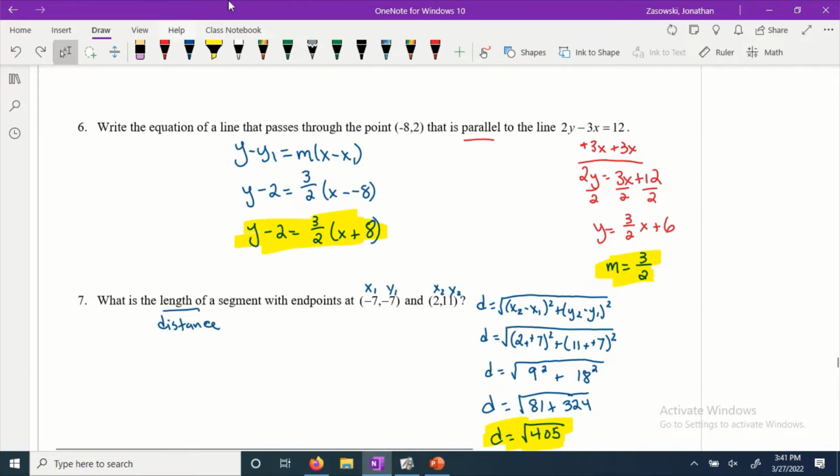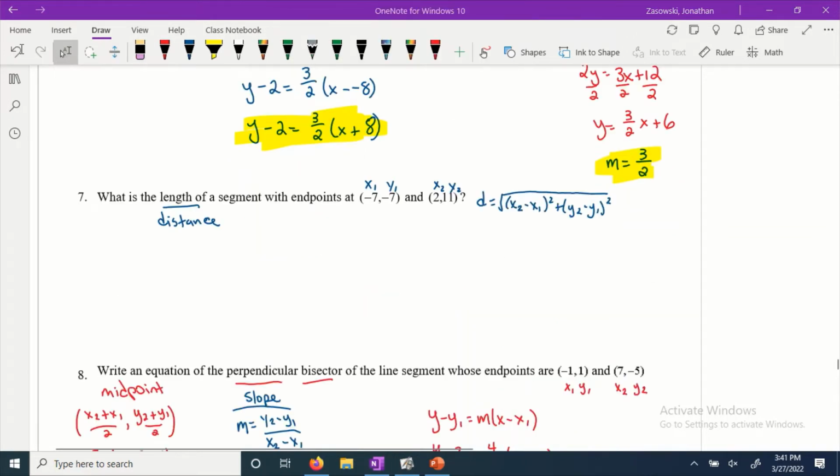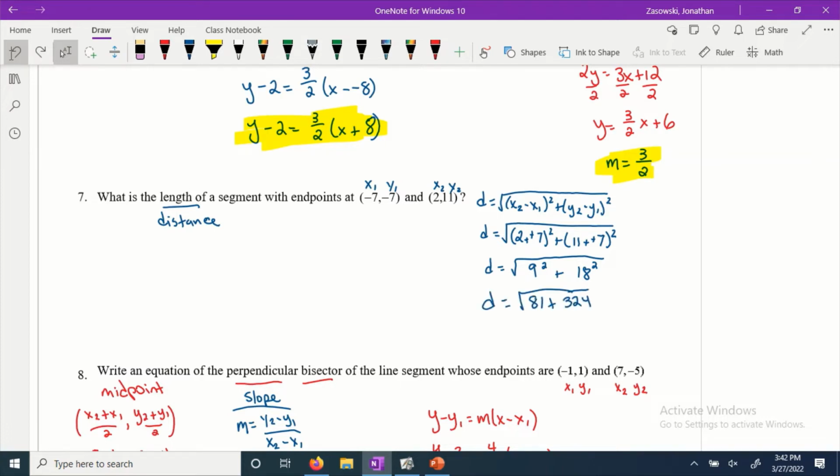All right, number 7, we're doing the distance formula here. So remember, x2 minus x1 squared plus y2 minus y1 squared. So second point x coordinate is 2 minus negative 7, so 2 plus 7 squared. And 11 minus negative 7 is 11 plus 7 squared. So that's going to be 9 squared plus 18 squared. And that ends up being 81 and 324 for the square root of 405.